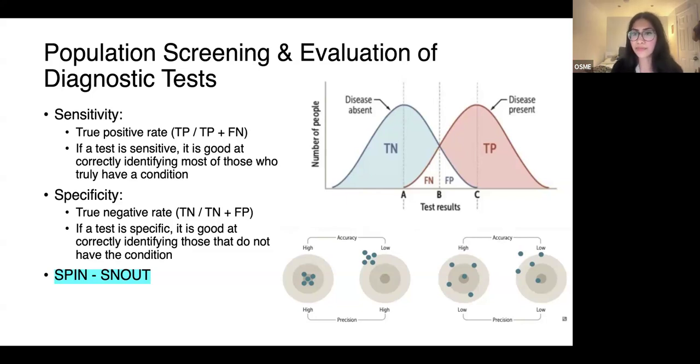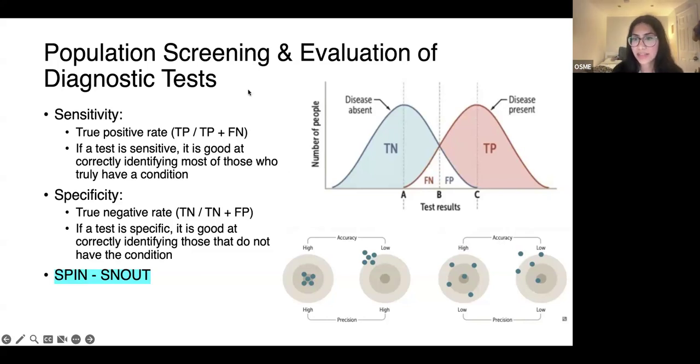If we're moving from B to A, so moving our threshold sort of to the left or lower, we're completely eliminating false negatives. Does that make sense? So we're essentially making the test more sensitive, not allowing anyone that has the disease to get a negative result. Vice versa is true for moving from B to A. We're eliminating false positives, essentially making the test more specific. So someone who doesn't have that disease will for sure not get a positive result.